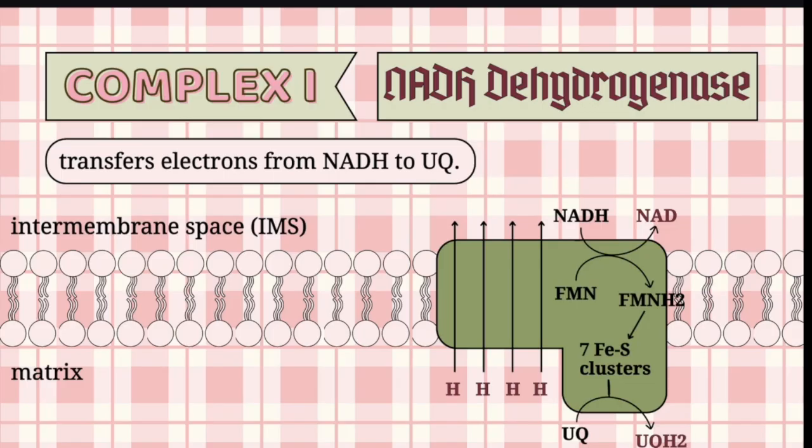7 iron sulfur clusters. It does contain a flavoprotein, which is FMN, and it receives electrons from NADH and donates them to ubiquinone, forming dihydroubiquinone. Does that make sense for you guys now?